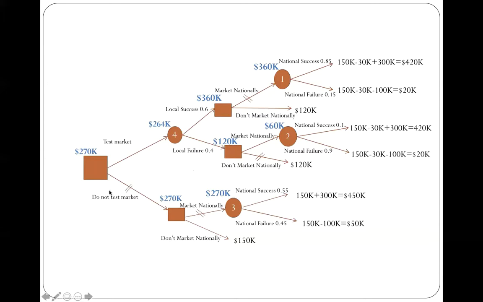Okay, if we don't do any test and we just go ahead and market the product nationally, the chance of observing a national success is only 55%. Okay, so obviously doing this local test is going to give us some information that is going to be helpful in making the second decision, right? So that's the whole idea of decision tree.